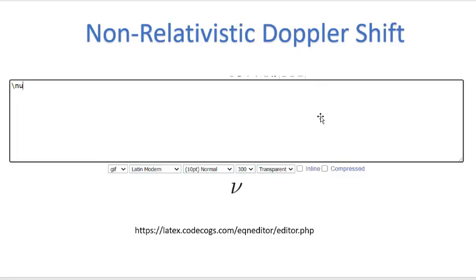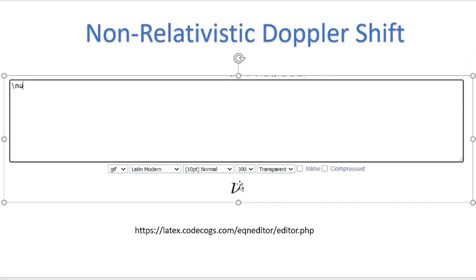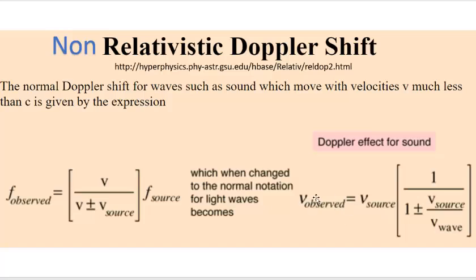Okay, so this is a LaTeX editor, where you type in LaTeX and you get the symbol out. And so the Greek symbol of nu is this symbol here, and this is what they use in standard notation to talk about the frequency of a light wave.